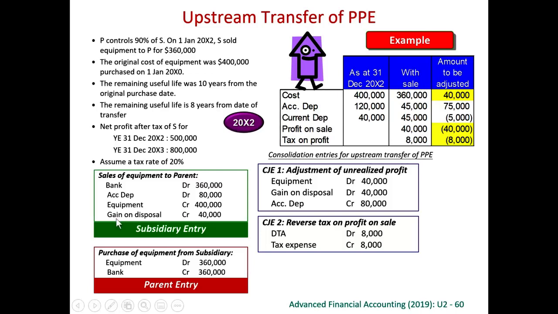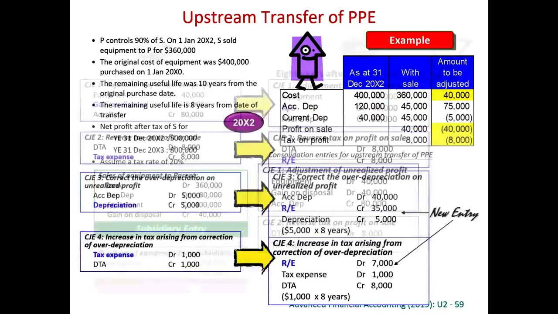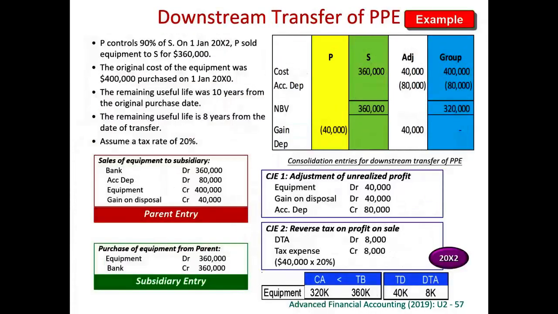Therefore, on consolidation, we will debit away the gain on disposal. We reinstate the equipment. Therefore, we debit equipment. Original cost 400,000. Now you state it at 360. So we debit equipment to bring it back from 360 to 400. And then we reinstate the accumulated depreciation 80,000 with a related deferred tax implication. You can notice that this adjustment is exactly the same as what we have done for the downstream transaction.